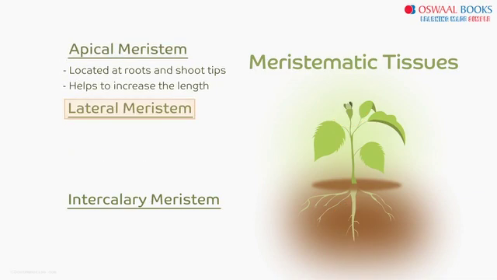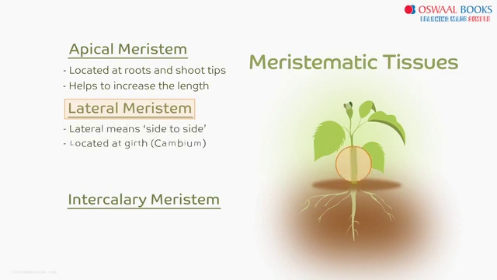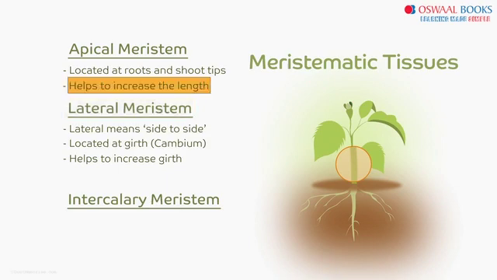What about the second one? Lateral meristem? Do you know where it is found in the plant body? The word lateral means side to side, and this means the girth of the plant. The lateral meristematic tissue divides and increases the girth of the plant. Apical increases the length and lateral increases the girth. This girth of the plant is also known as the cambium of the plant.